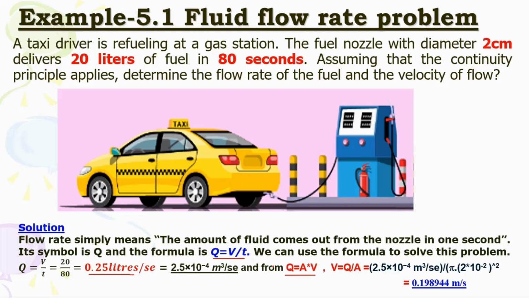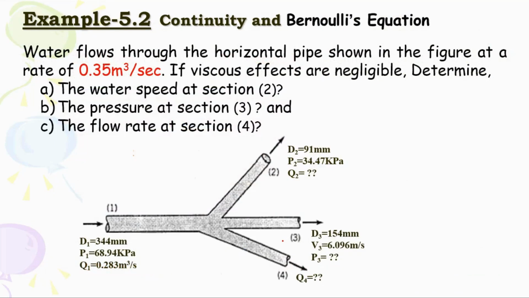So you can find the velocity as discharge divided by area. The area of the conduit or nozzle is π/4 d square. So you can find this equation. Finally, the velocity is 0.1989 meter per second. So this is the first example for this chapter.